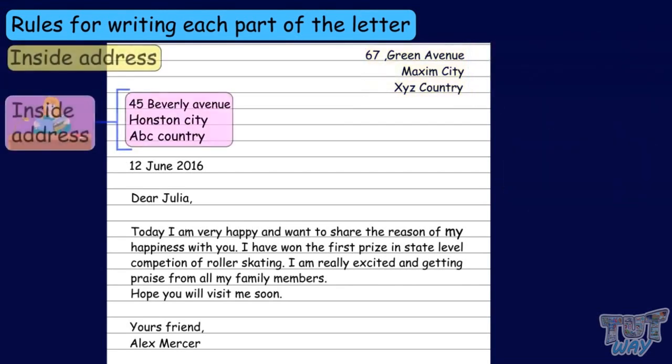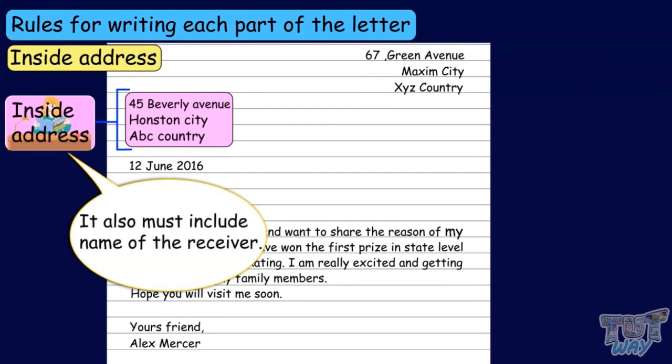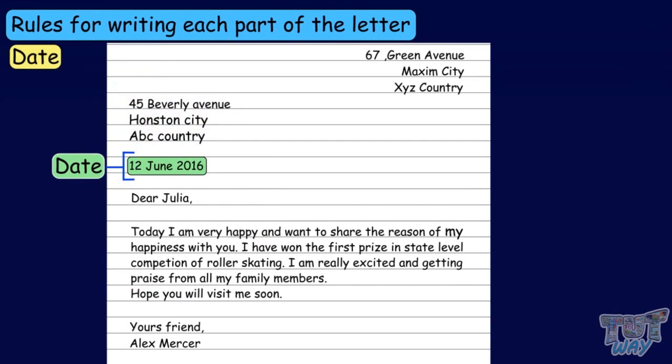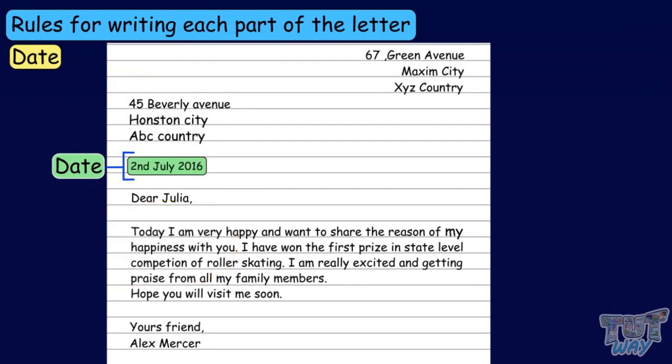Then we have the inside address. Here we give the address of the reader of the letter. It also must include the name of the receiver. It is written on the left side below the header address. Next we have the date. It is also written on the left side below the inside address. We can write the date like 2nd July 2016 or 3rd June 2016. Just in any order and no punctuation mark is required.